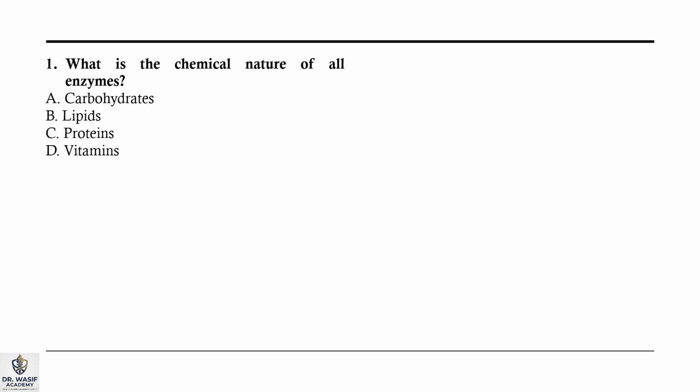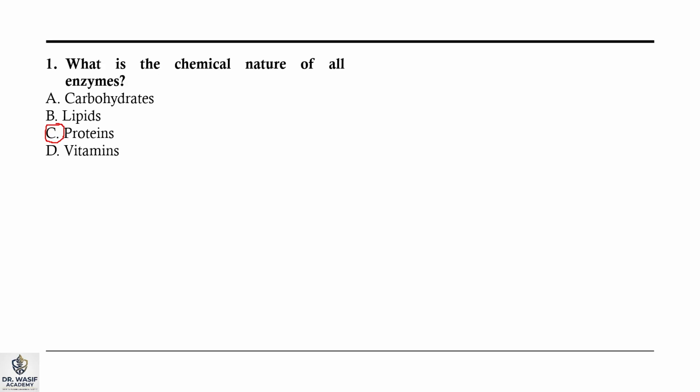The correct answer is C, that is proteins. Let's do a quick recap of why this is the answer. Remember from the introduction of this chapter, we established that enzymes are biological catalysts, and nearly all of them are made of complex three-dimensional chains of amino acids. That means their chemical nature is purely protein.